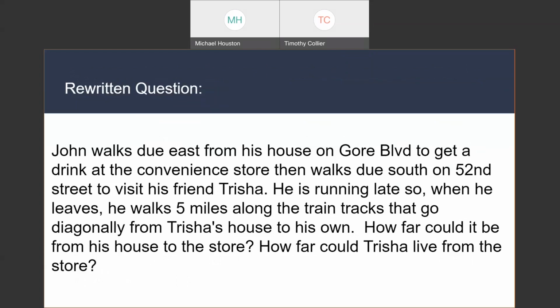What if we did this? What if we rewrote the question and took out the numbers? Except for we gave them here the hypotenuse, and then we changed it to how far could it be from his house to the store? How far could Trisha live from the store? So it's more open-ended. More open-ended, certainly.